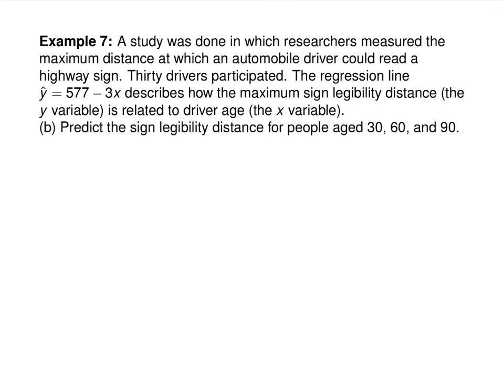Let's use this regression equation to predict the sign legibility distance for people aged 30, 60, and 90. So how I'm going to represent that is I'm going to put y hat parenthesis 30, which tells me that I'm plugging 30 into y hat. So that's 577 minus 3 times 30, or 577 minus 90. So for a 30-year-old, they can see on average 487 feet.